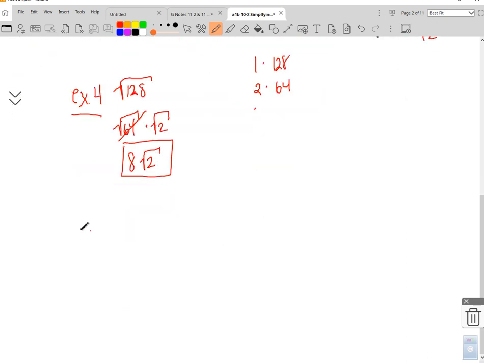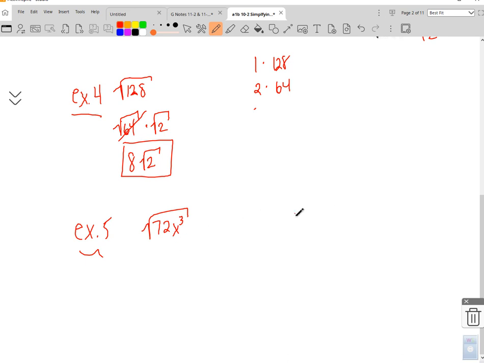Let's do something a little bit different. Example 5 is going to be the square root of 72 x cubed. So now we've got to factor the numerical part, the coefficient underneath here, and the x, the variables. We've got to factor those into perfect squares.